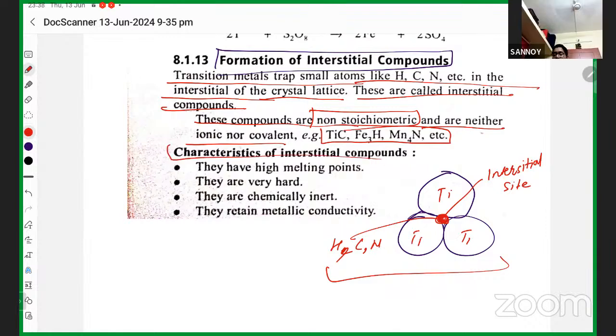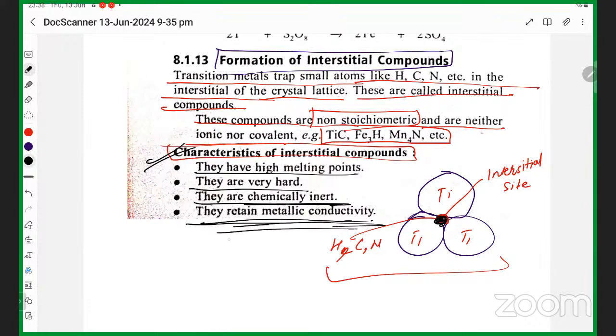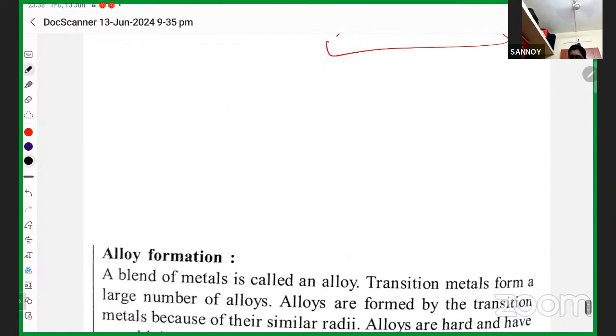What are the characteristics of interstitial compounds? They have a high melting point because there is no gap. They are very hard because there is no gap. They are chemically inert because there is no free electron. They retain metallic conductivity. So this is the interstitial compound.